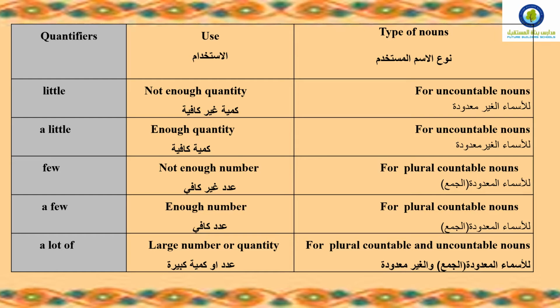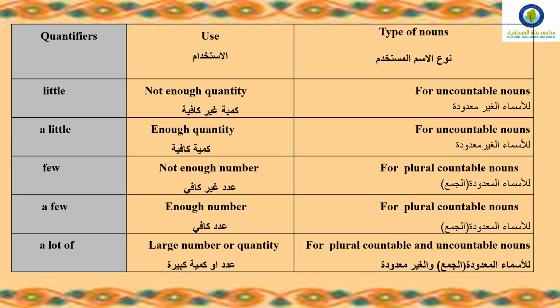Now, few, a few. Few means not enough number, for plural countable nouns. Of course plural, because for the singular, we said we use a and the. We don't use few. So, few, not enough number for countable nouns. A few, enough number for plural countable nouns. So the word that has a, it means enough. A little, enough quantity. A few, enough number. So again, few and a few are for plural countable nouns.